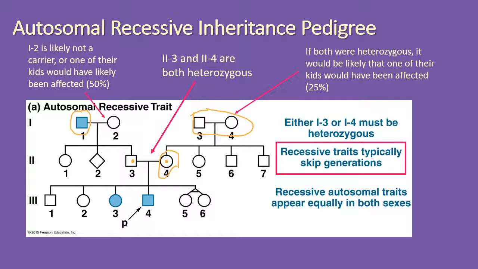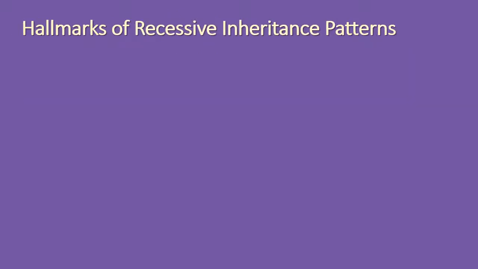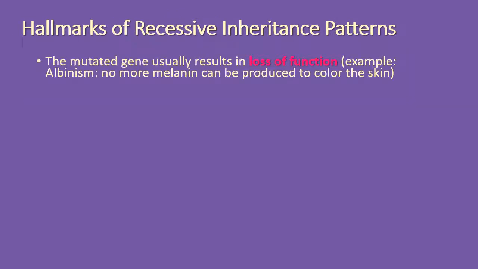So it's probably the case that only one of these was the carrier, and we can't tell from this one which one it was. So we know that one of these was a heterozygote carrier. Notice here you've got affected in generation 1, no one's affected in generation 2, but then in generation 3 some more affected ones pop up. That's because recessive traits typically skip generations. And because it's autosomal, because it doesn't have anything to do with the X chromosome, these traits will appear equally in both sexes. All right, so those are some hallmarks of recessive inheritance patterns.